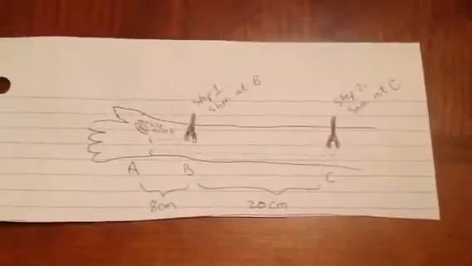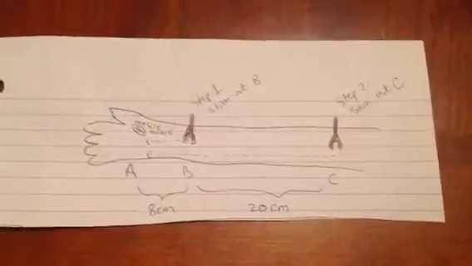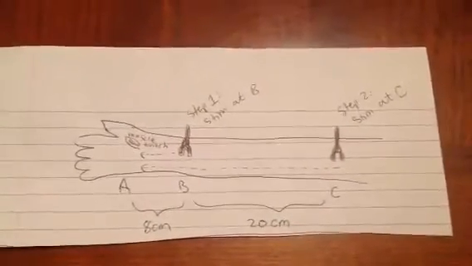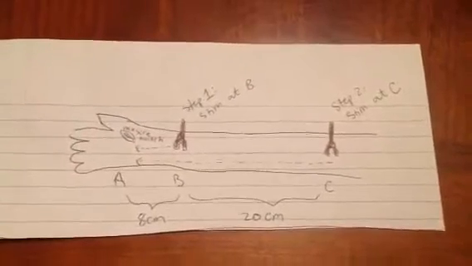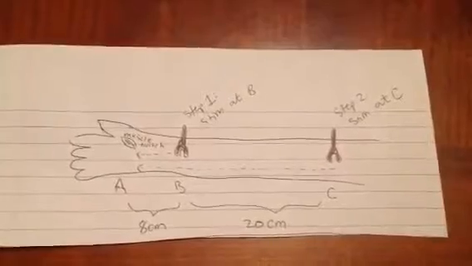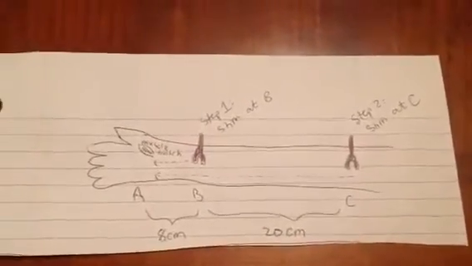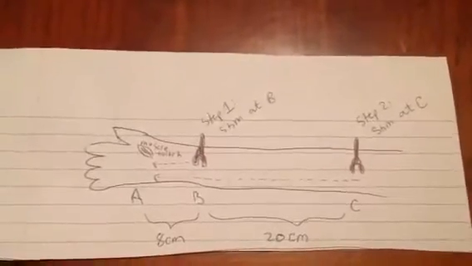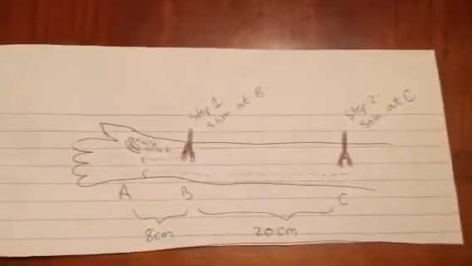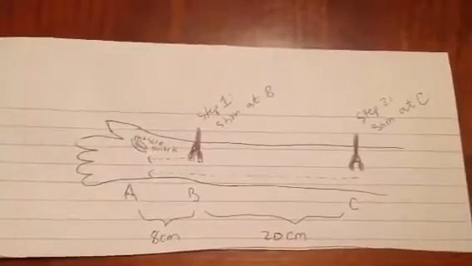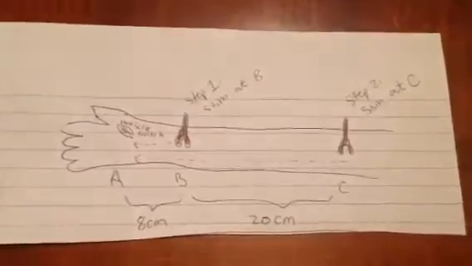Okay, so we have this arm here. We want to find the nerve conduction velocity between C and B, how fast the impulse moves along the nerve in that distance, from C to B. So we start out and we stimulate the nerve at the location of B, the muscle twitches at A, and then we stimulate the nerve at C, and later the muscle twitches at A again. So that's kind of a diagram.